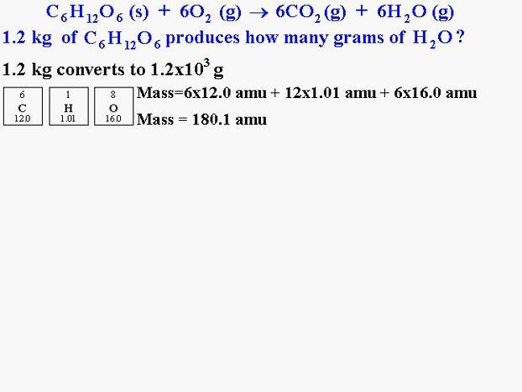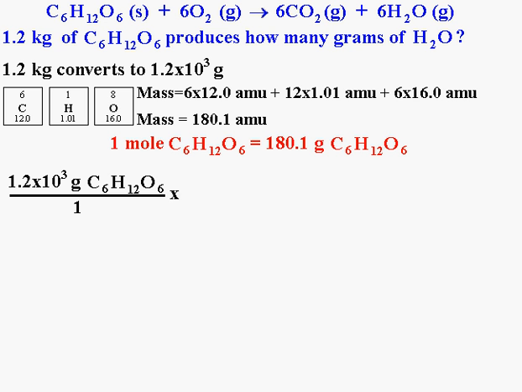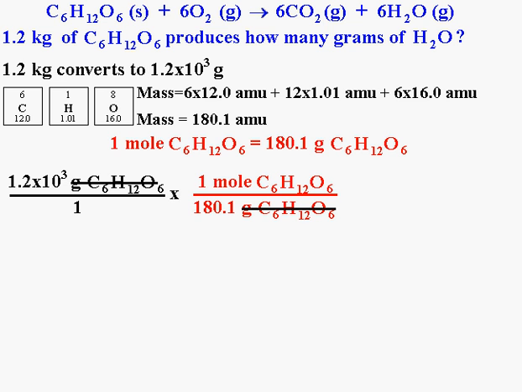Now that also tells us that 1 mole of C6H12O6 is equal to 180.1 grams of C6H12O6, and now we can convert to moles. So we take the number we know, 1.2 times 10 to the third grams of C6H12O6, we put it over 1, and we multiply by the conversion relationship with grams of C6H12O6 on the bottom so that they cancel. When we multiply through, we get 6.7 moles of C6H12O6. That's the number of moles of C6H12O6 that are being burned.